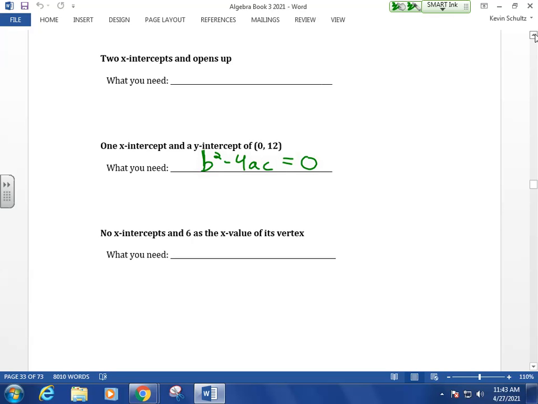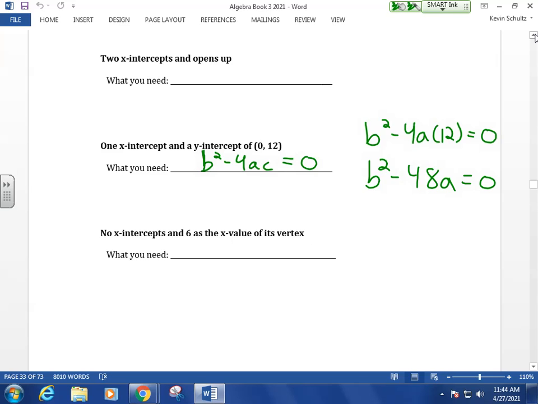C. With a y-intercept of 12, that means that C has to be 12. So b squared minus 4a times 12 has to equal 0. And you get to fill in the rest here. Four times 12 is already 48. So b squared minus 48a equals 0.